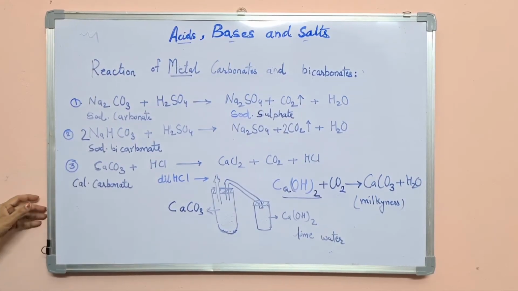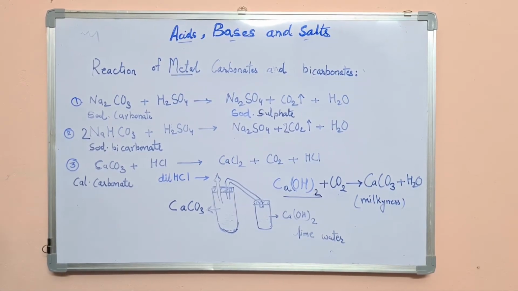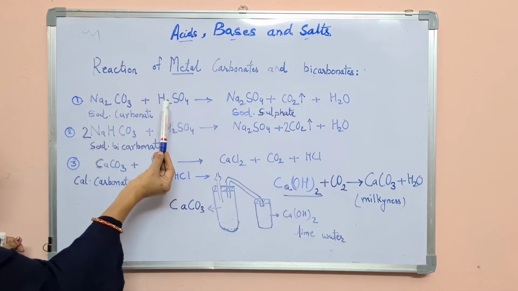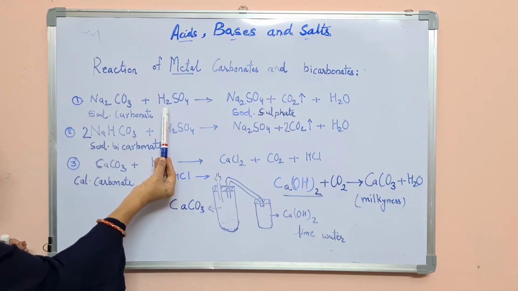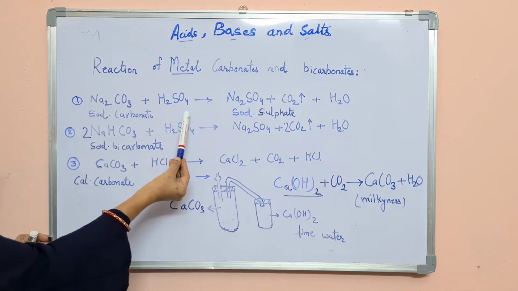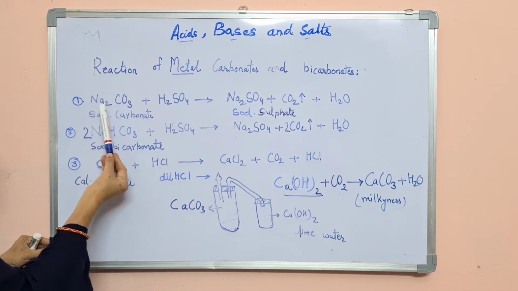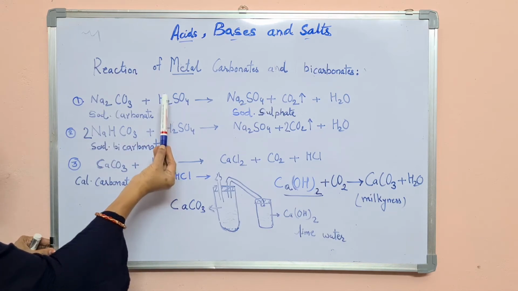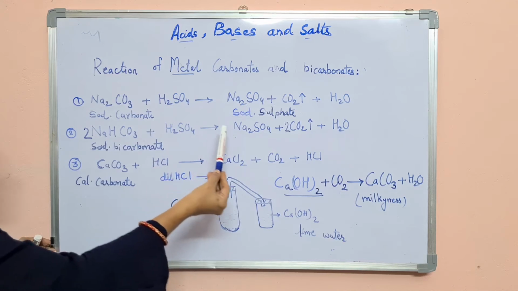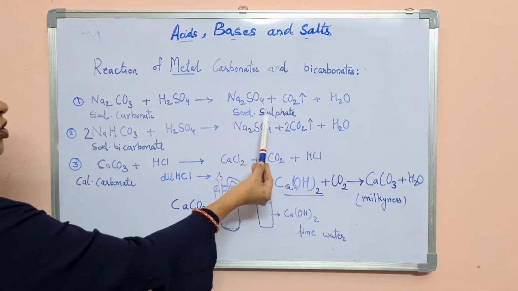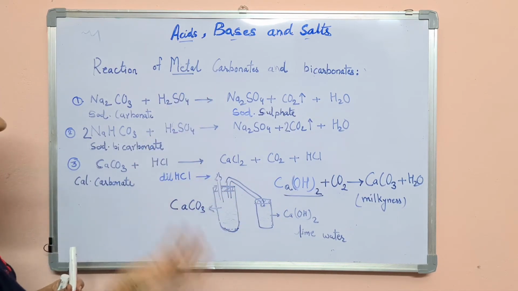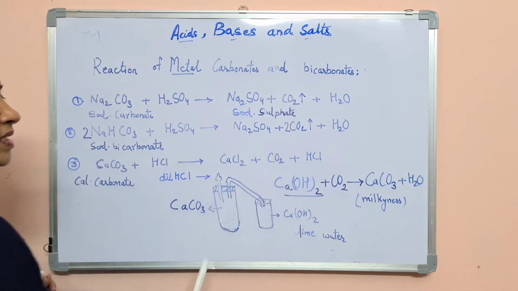Next chemical property of acid is the reaction of acid with metal carbonates and bicarbonates. The acid we have taken in this example is sulfuric acid, H2SO4. H2SO4 reacts with sodium carbonate, Na2CO3. When it reacts with dilute or concentrated sulfuric acid, it forms Na2SO4, that is sodium sulfate, and brisk effervescence of colorless bubbles comes out. The gas is carbon dioxide, CO2, and water is formed.